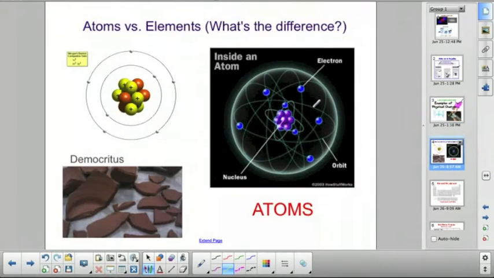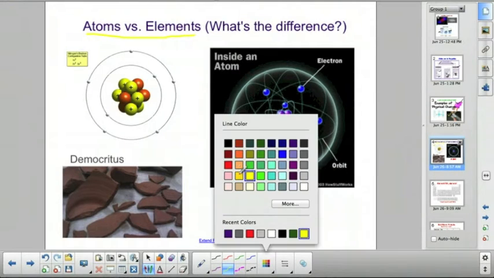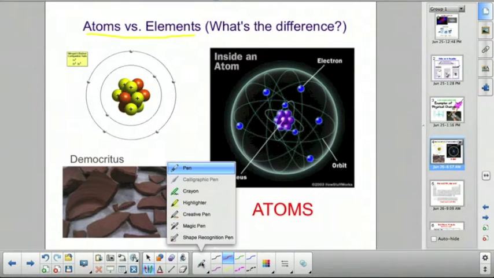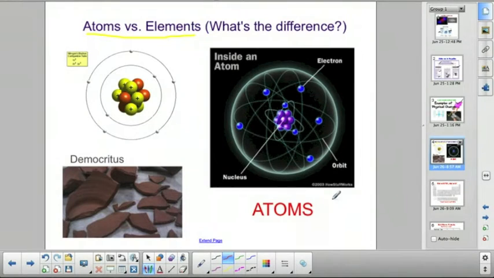You hear a lot of terms in chemistry, and you probably have heard these from your science classes before. Atoms and elements. What really is the difference between those? And that's what we're going to explore here. Let's start with atoms.